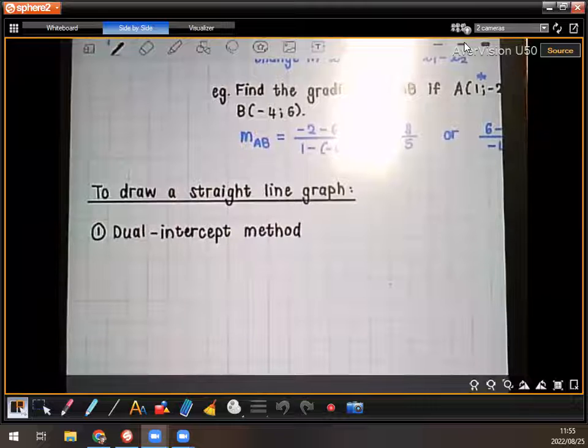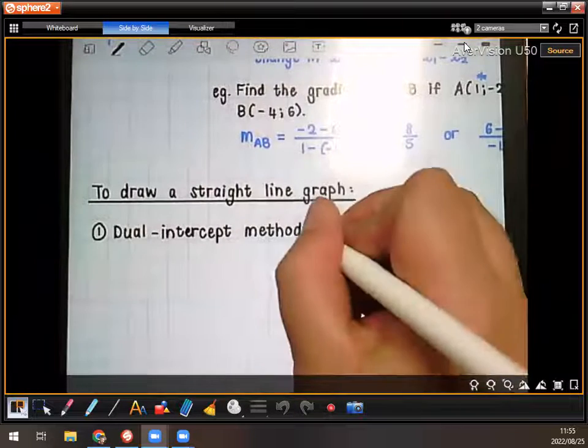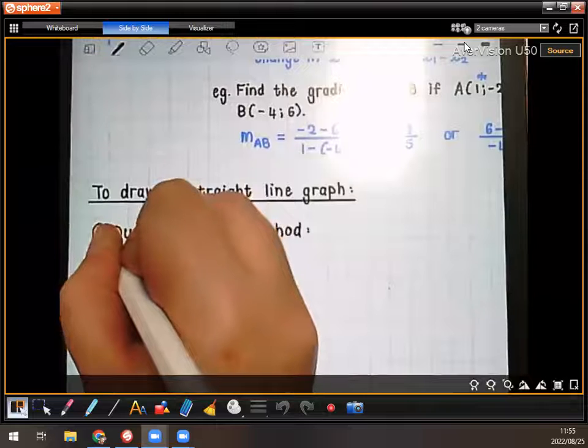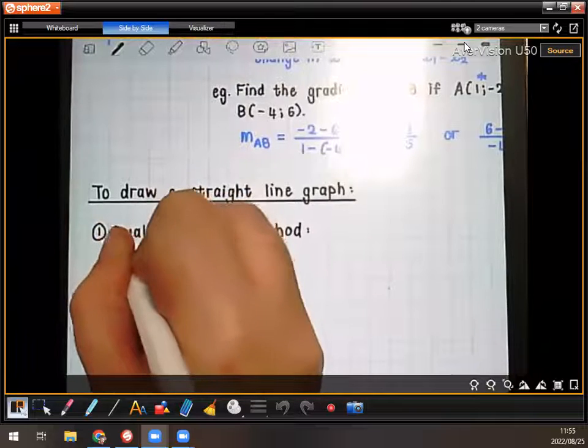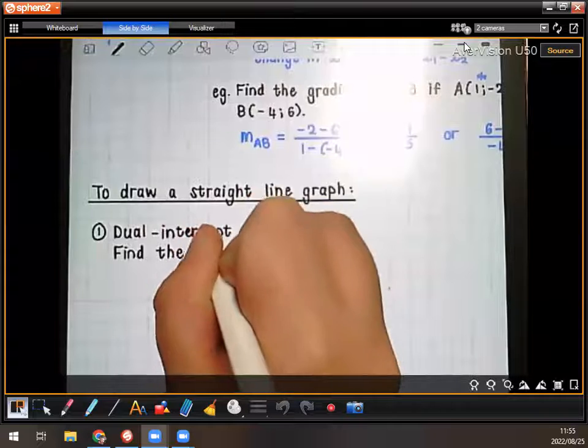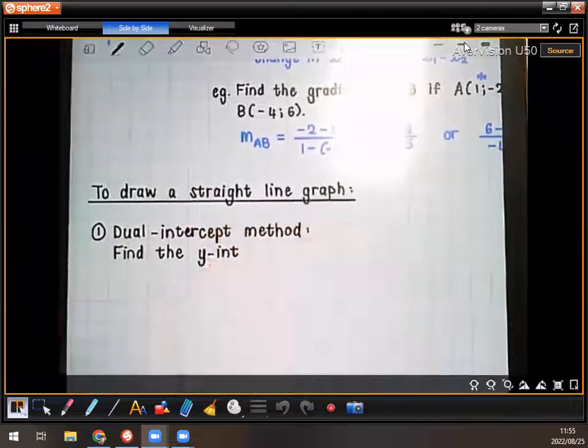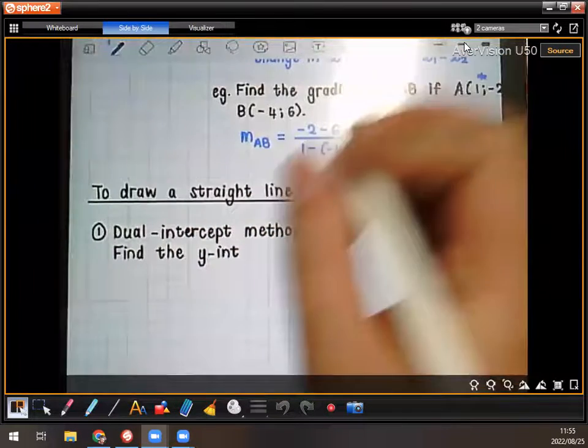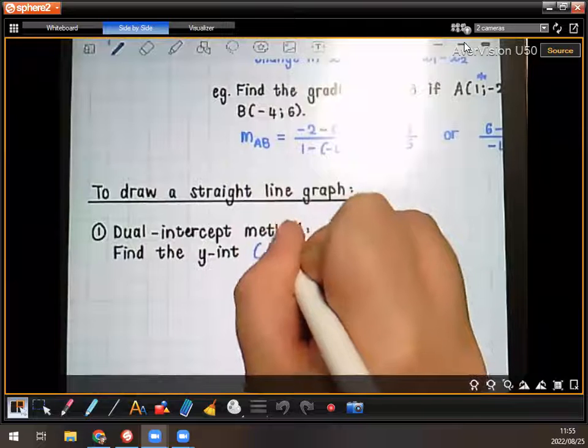All right, dual intercept method, guys, dual means two, hey? So that means we're going to calculate or just find two intercepts and plot them and join them. All right, and then that's our line. So for this one, we're going to find the y-intercept. That's always the easiest one to find. How do we find that again?